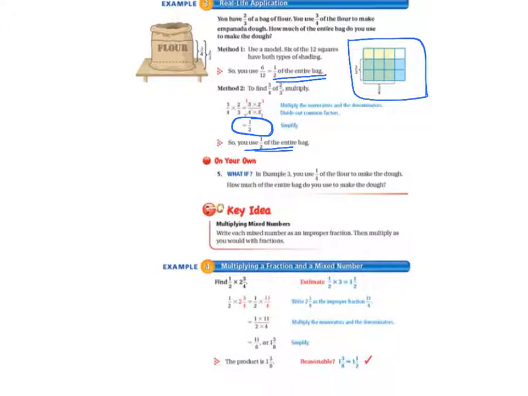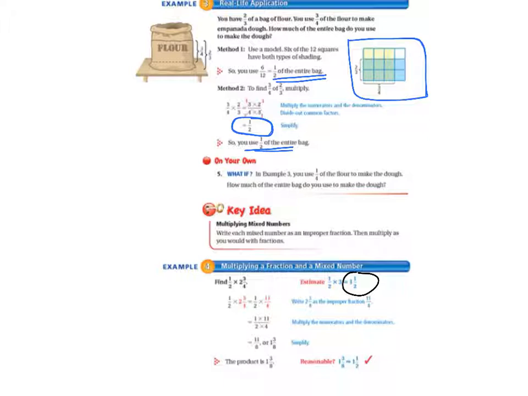Example 4, we are asked to multiply a fraction and a mixed number. So find 1/2 times 2 3/4. The first thing, as always, that we do is estimate. So we are going to round 2 3/4 to 3. And so 1/2 times 3 is going to be 1 1/2. So we're looking for our answer to be close to 1 1/2.